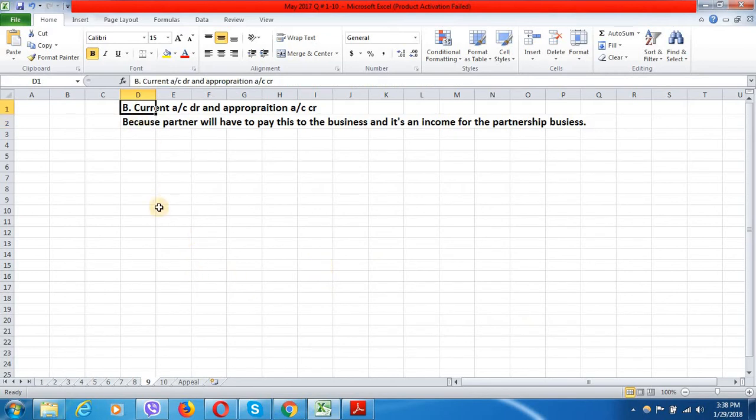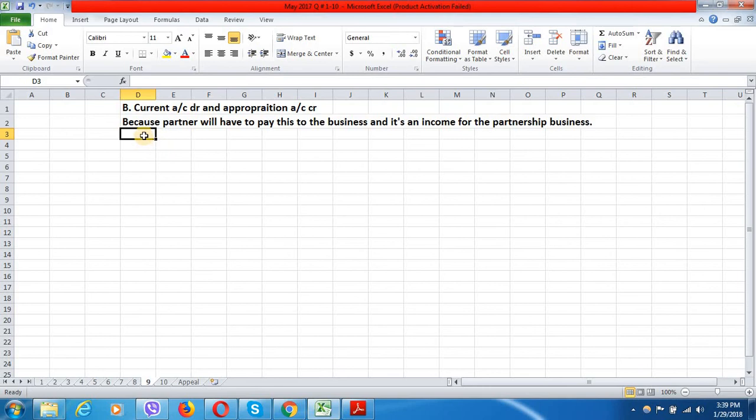Account to be debited, current, and account to be credited, appropriation. Because partner will have to pay this to the business, and it is an income for the partnership business. Interest on drawings is that amount which the business charges from the partners on the drawings which they withdraw from the partnership business. That's why it is an income for the partnership business, and incomes are always credited to appropriation account in partnership business.